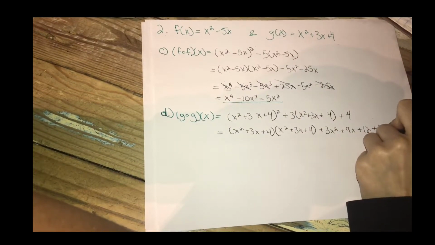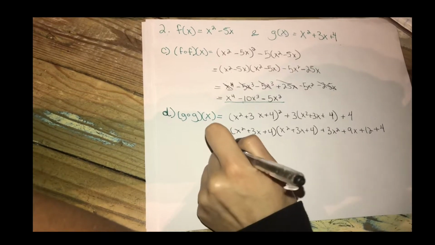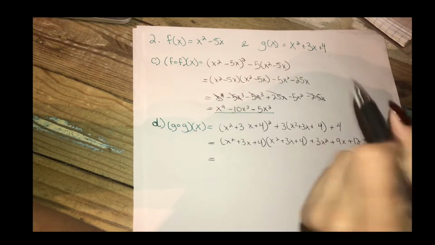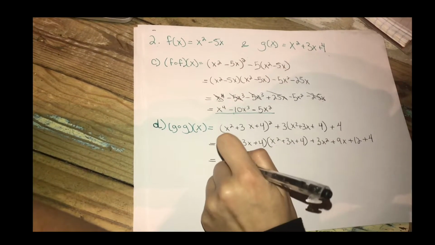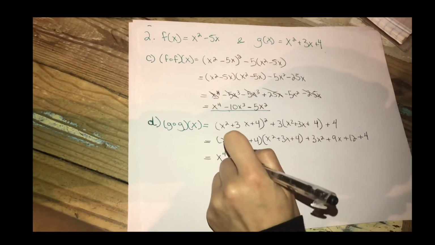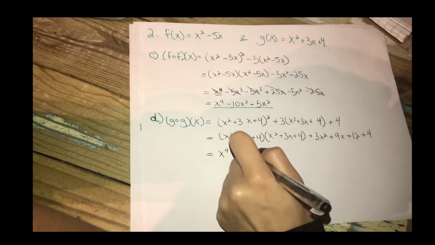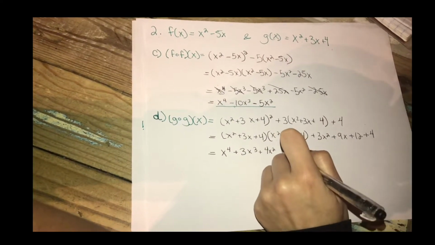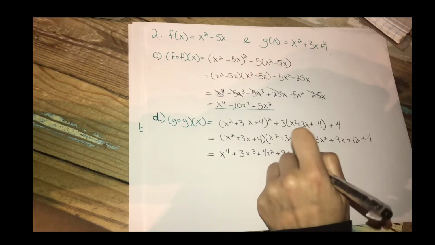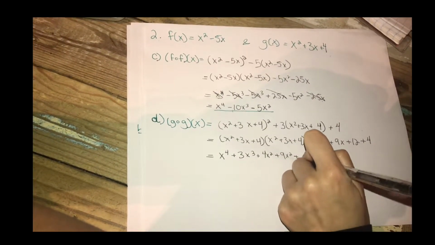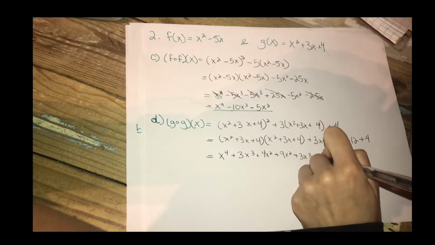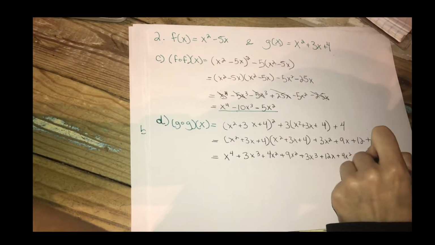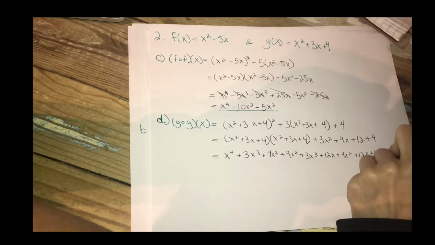So now you would just distribute the equation, and so it would be x to the fourth power, and then plus 3x to the third plus 4x squared plus 9x squared plus 3x squared x to the third, plus 12x plus 4x squared plus 12x, and then plus 16.